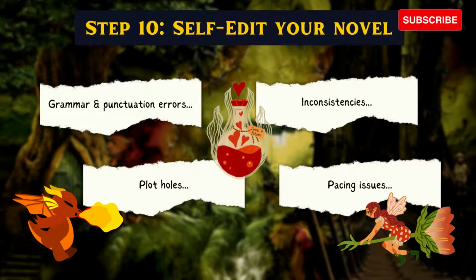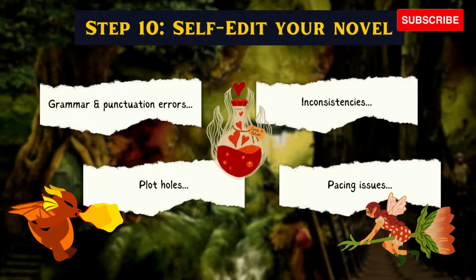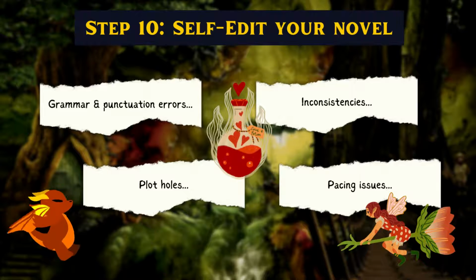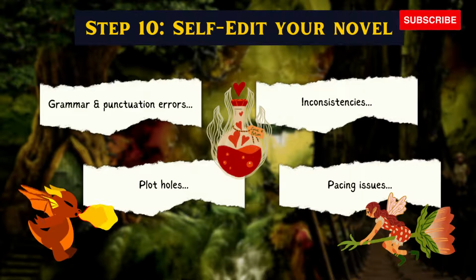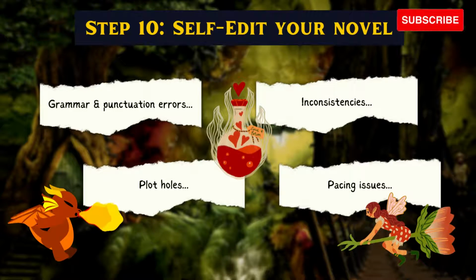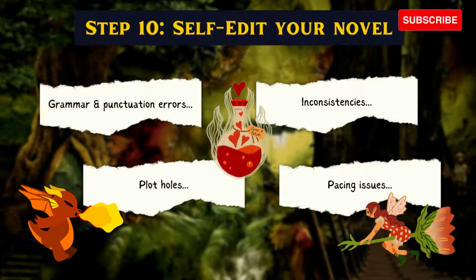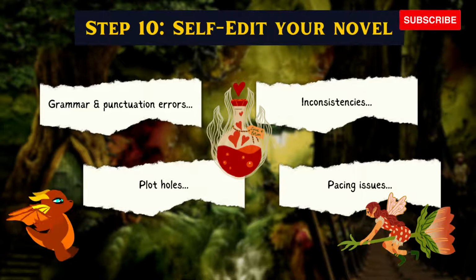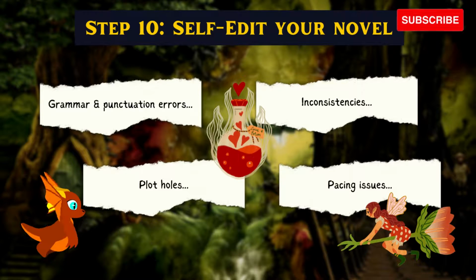Once you have completed your first draft, it's time to self-edit your novel. Read your novel carefully, checking for grammar and punctuation errors, inconsistencies, plot holes, and pacing issues. Polish your prose, tighten your dialogue, and ensure your story flows smoothly. Consider seeking feedback from beta readers or hiring a professional editor to provide valuable input. Self-editing is a crucial step in refining your novel and making it the best it can be.